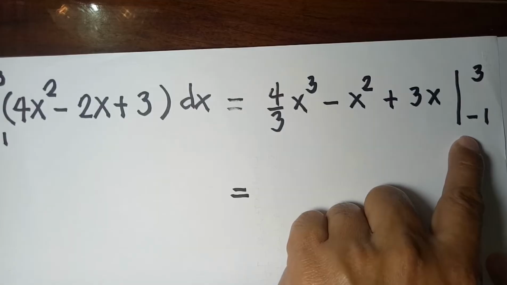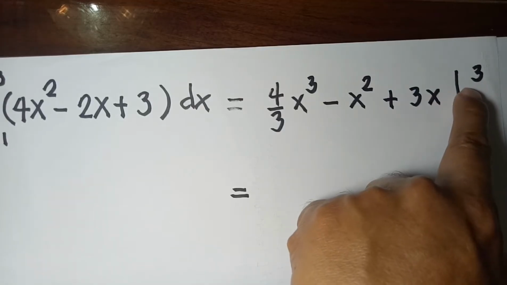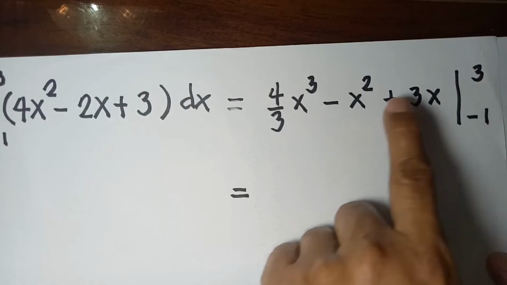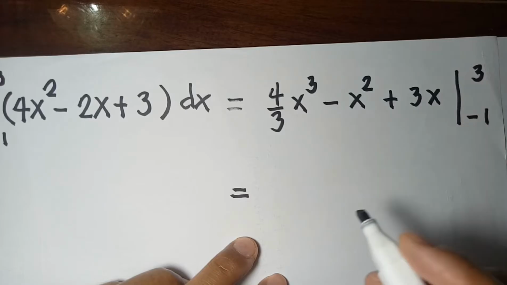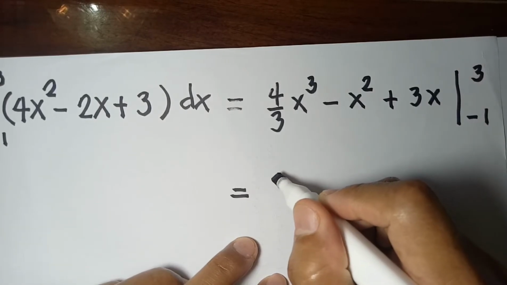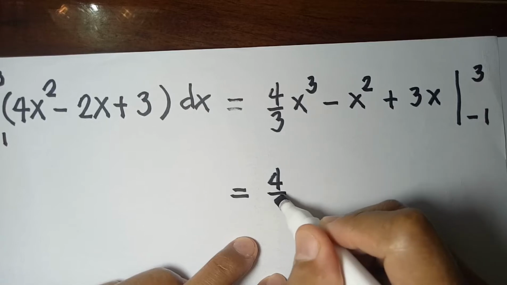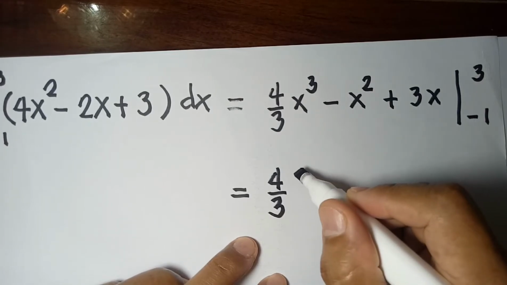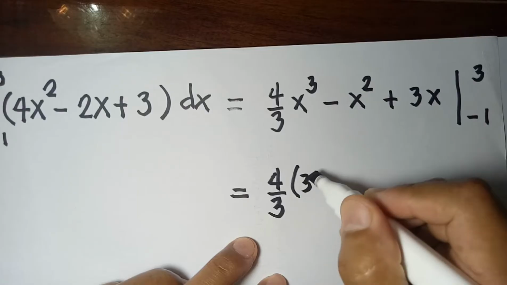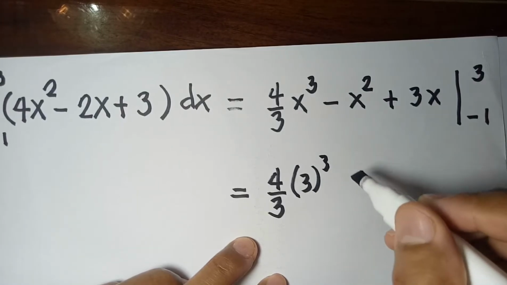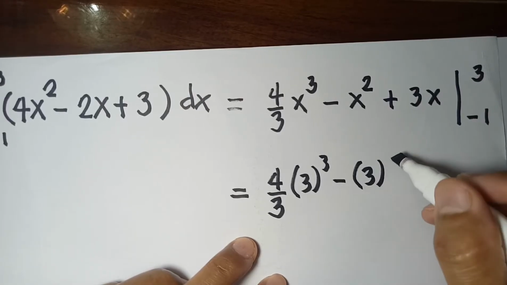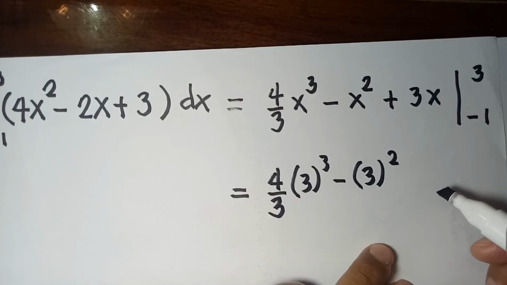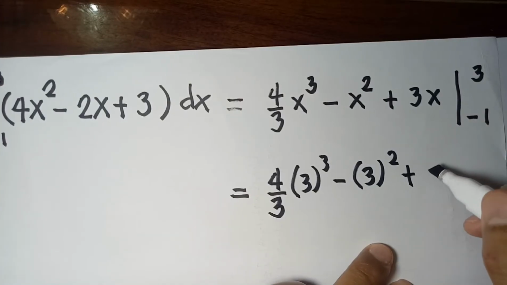So, ito yung b natin, ito yung ating a. So, una ay F of b. That is when x is positive 3. So, lahat ng x papalitan natin ng positive 3. So, I will have 4 over 3 and then 3 raised to 3 and then minus 3 squared and then plus 3 times 3.